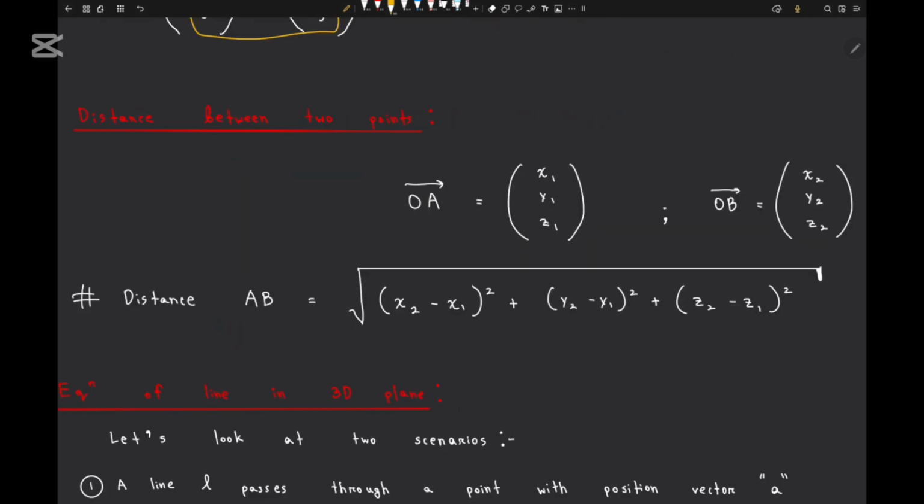Now moving on to the next part, if you want to find the distance between 2 points in a 3D plane, let's say we have the OA vector and OB vector.